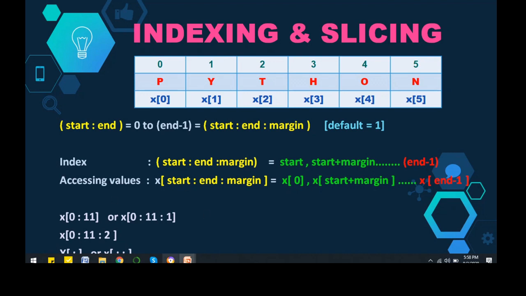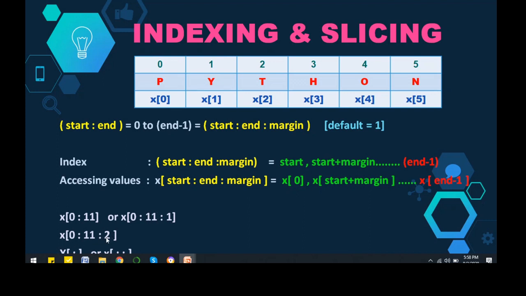So this is a small exercise for all of you to do. If I have written this, what does it mean? The start is 0, the end is 11, and by default the margin will be 1. So it will be 0 colon 11 colon 1. And what is the meaning of this? 0, 1, 2 up to 10, because 11 will be excluded here.